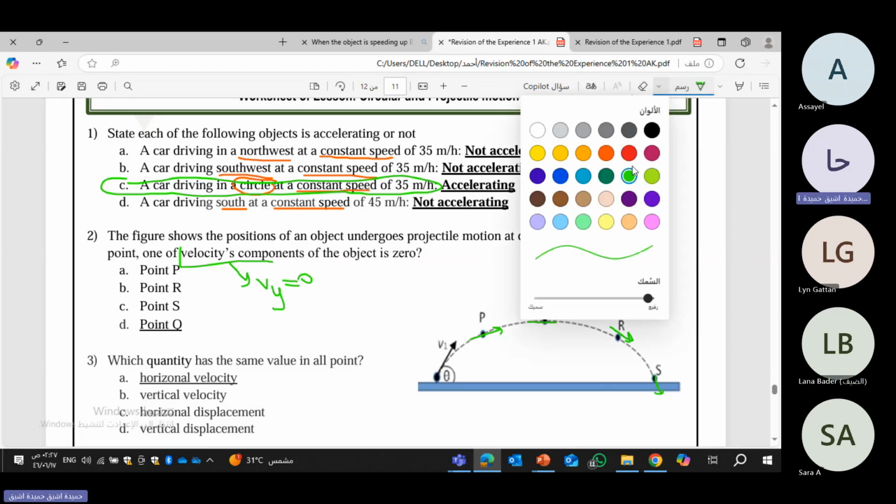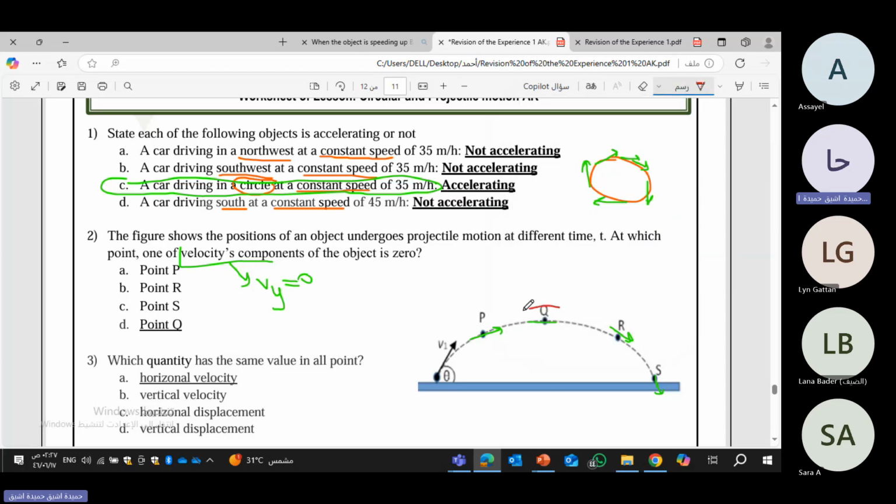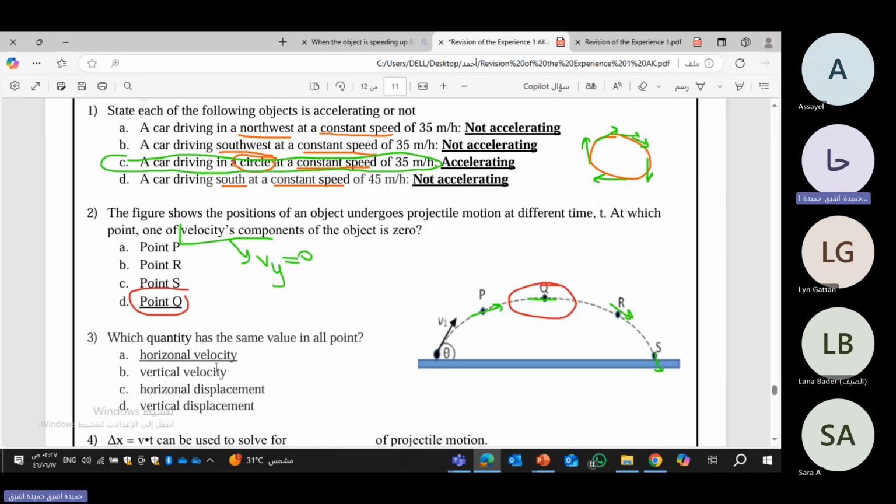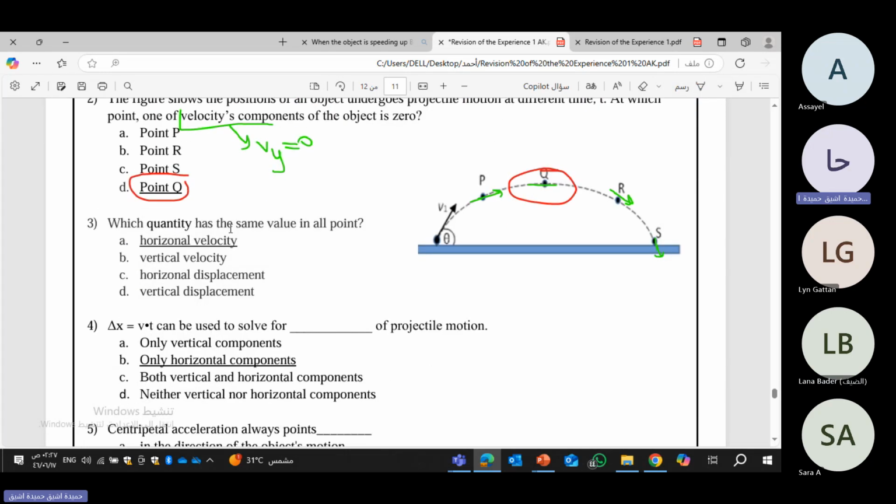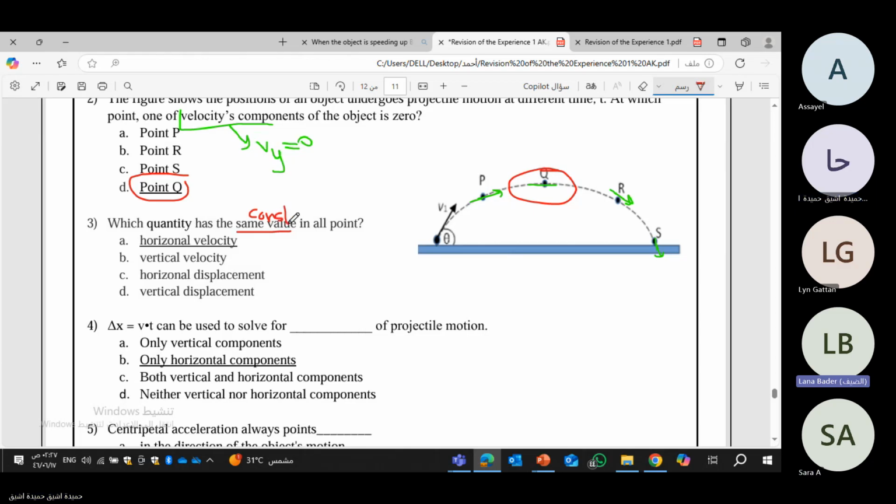Q, excellent, because it's horizontal. So if it's horizontal, is there any vertical, any y? No. So Vy is 0. So Q is where Vy is 0. Okay. And then which quantity has the same value? What do I mean by same value? It means constant. What is constant in projectile motion? Horizontal what? Displacement or velocity? Velocity. Yes.